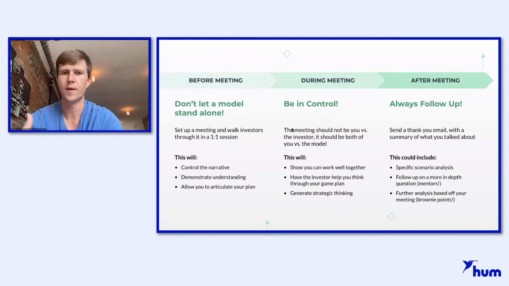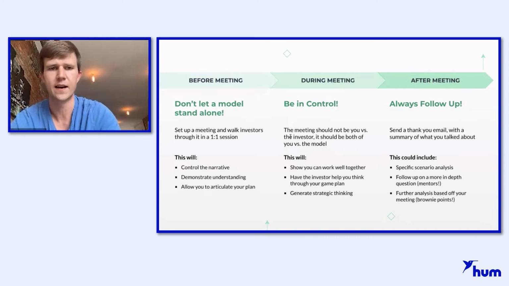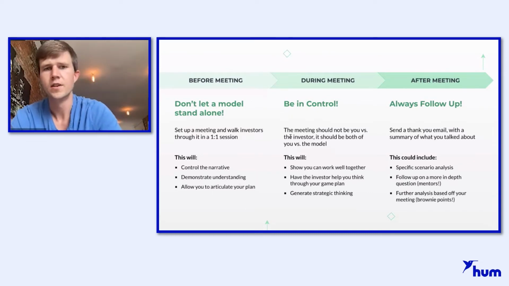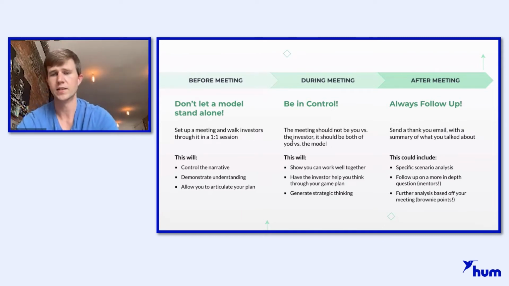So if you can show them, I understand my model, it is signaling to them that you have a deep understanding of the finances of your business. But most importantly, it allows you to control the narrative. So when an investor first sees your model, they're going to react to it in some way. They're going to form an opinion on it. Now, you want to be there while that's happening so that you can control how that opinion is being formed.